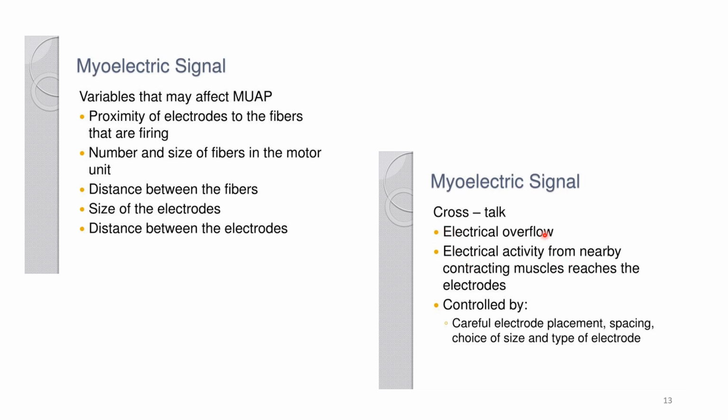And there may be crosstalk between the muscle fibers. Why is it occurring? Because of electrical overflow, or electrical activity from nearby contracting muscles, that reaches the electrodes. So it should be controlled by careful placement of the electrodes, the spacing between the electrodes, and choice of the size and the type of electrodes. Each type of muscle will require some specific type of electrodes to avoid crosstalk.